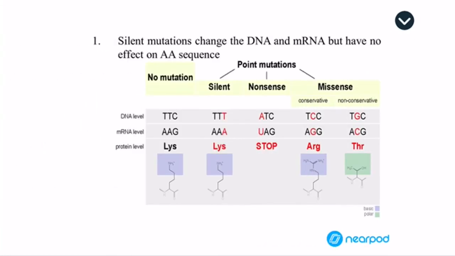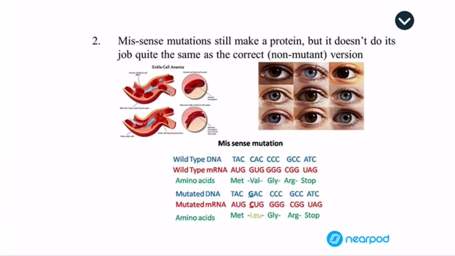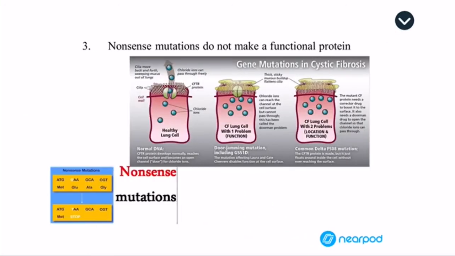Some are silent, meaning that the DNA changes, the mRNA changes, but the protein doesn't, because of the redundancy in the codon code for amino acids. Sometimes multiple codons code for the same product, and you can get a change, but not a change in the protein. That's called silent. If we change where the amino acid is placed, or a different amino acid, we could maybe make something that does a similar job, but doesn't happen exactly the same. So a missense mutation still makes a protein, but it doesn't do the job quite the same. And a nonsense mutation doesn't make the protein at all.